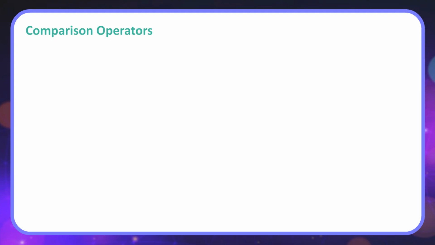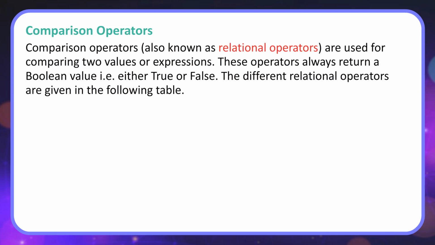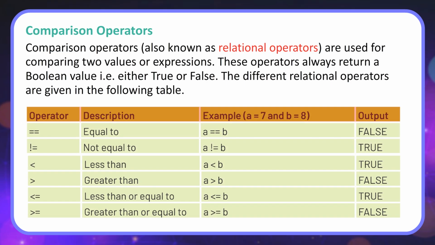Comparison operators. Comparison operators, also known as relational operators, are used for comparing two values or expressions. These operators always return a Boolean value, i.e., either true or false. The different relational operators are given in the following table.